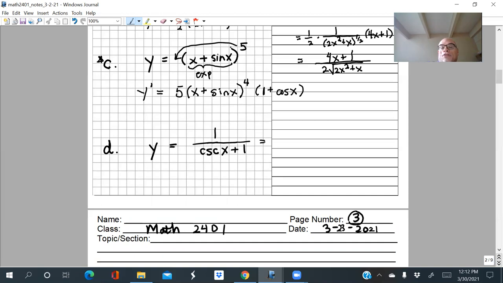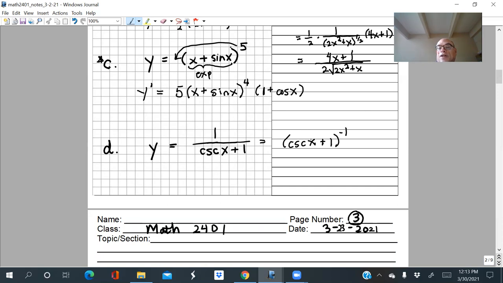All right, let's look at this one. Let me show you the trick to this one. This one is just as easy as the prior example. We want to differentiate 1 over cosecant x plus 1. That kind of looks like we would use the quotient rule here, but we're not going to. I'm going to avoid the quotient rule, even though my formula is a quotient, by rewriting this as (cosecant of x plus 1) to the minus 1 power. Remember, when you raise a quantity to the minus 1 power, you're taking the reciprocal. So (cosecant of x plus 1) to the minus 1 power is the same as 1 over cosecant of x plus 1.